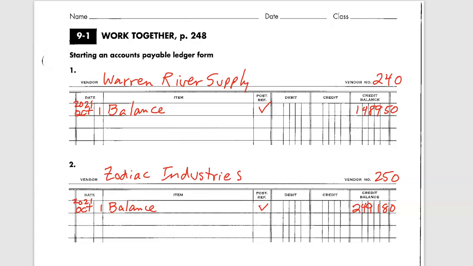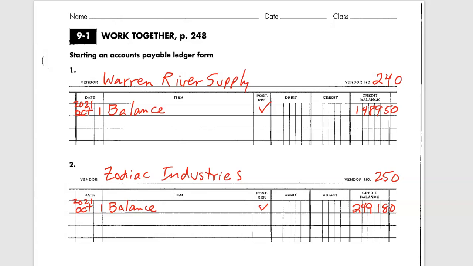Like I said, this will take you maybe a minute. When you do the on your own, you're going to have two different vendors to set up. But the key takeaway here is realizing that this isn't posting from a journal, so you're not putting anything in the debit or credit columns here. You're just basically bringing forward a balance from the previous month. And this is a little bit new too. We typically don't write things in the item column unless we're doing adjusting or closing entries.